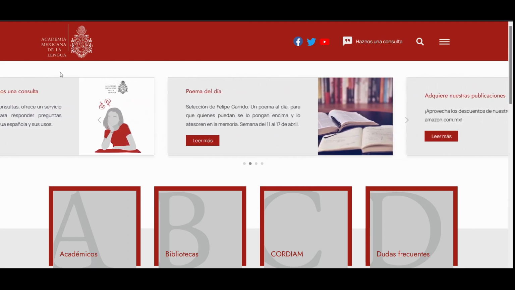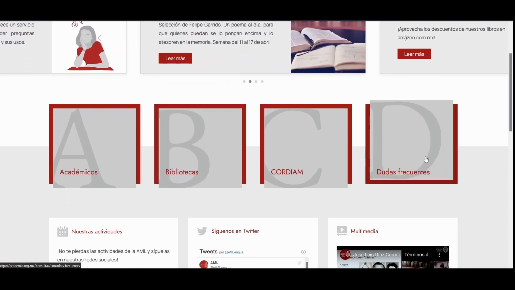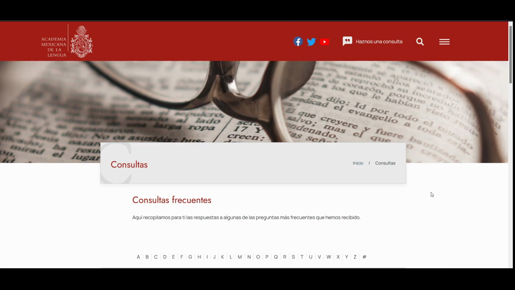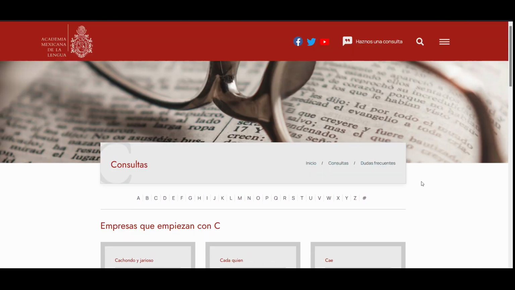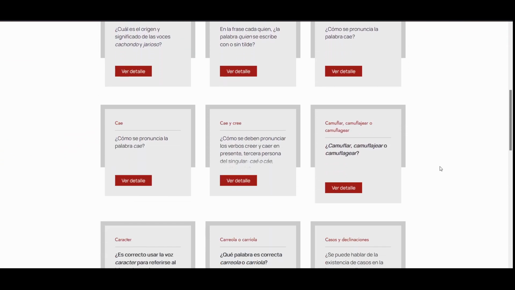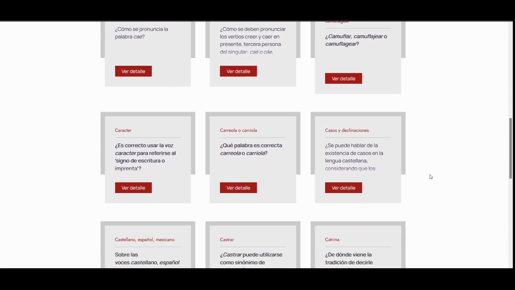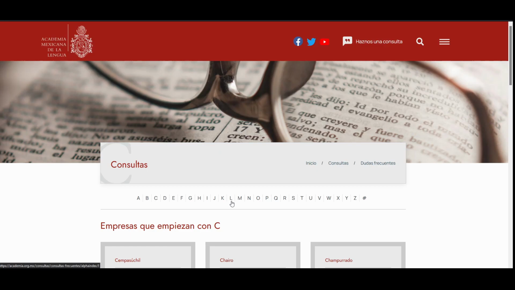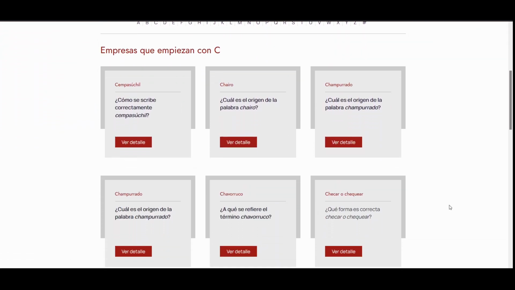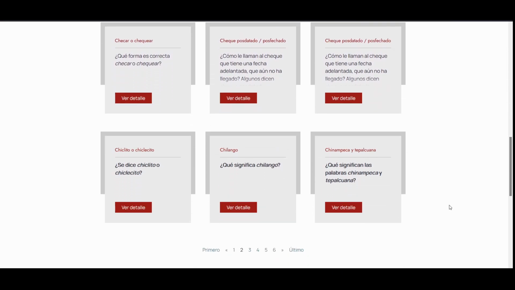So let's look up, I think the word that I looked up earlier was actually, you can go to Dudas Frecuentes, so it's just like the Real Academia Española. So it has like the dudas. So we have the dudas here. And let me go to C. They have some really cool topics here. Like, is it camuflar, camuflajear, or camuflajear with a G? And one of the ones that I found that was really cool, because it's very different from the Real Academia Española's definition, was cholo. We even have chilango.